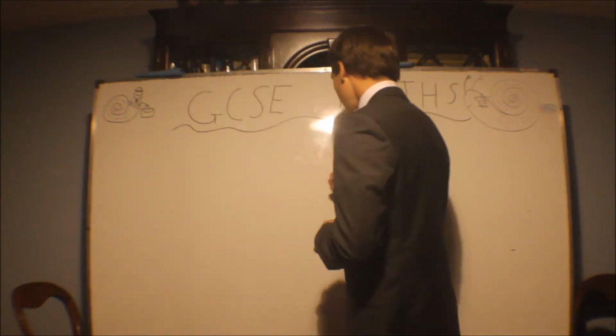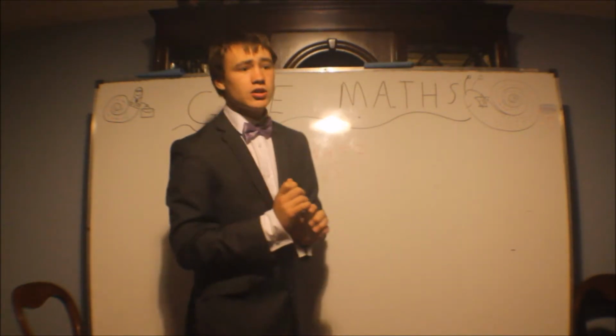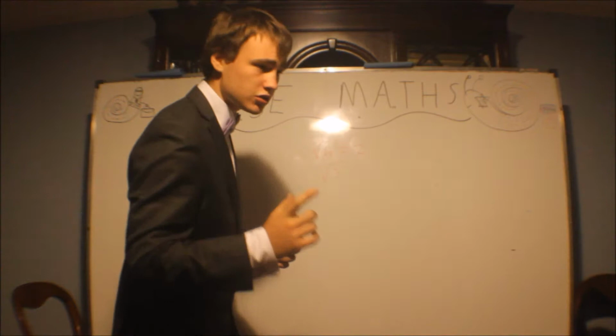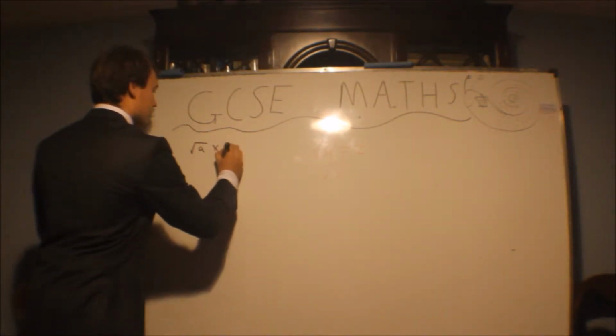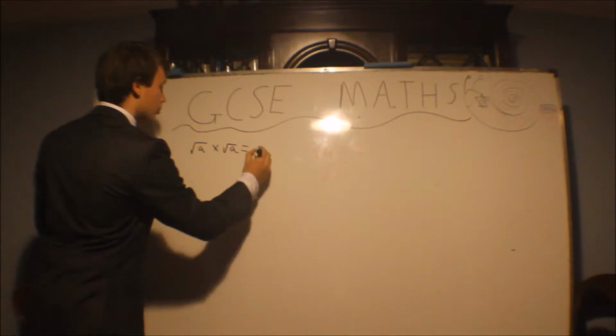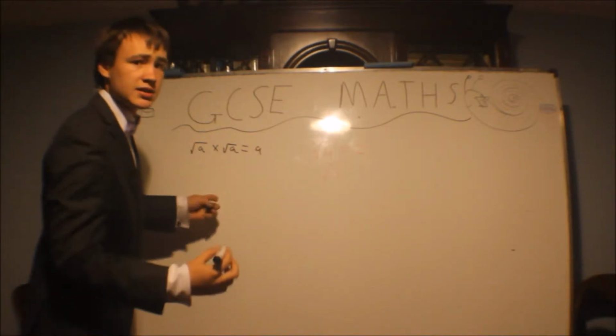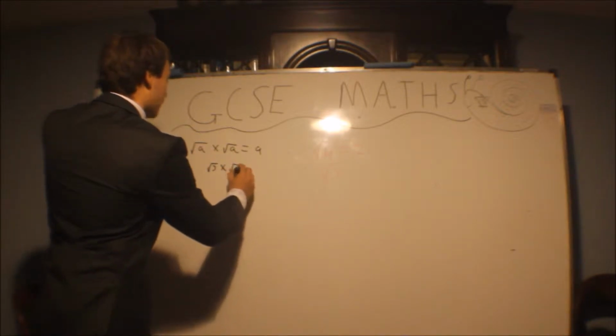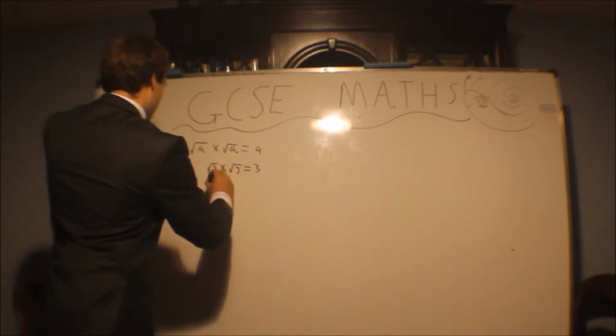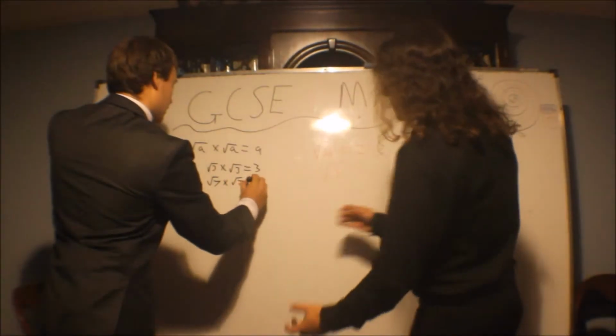So, we have these square roots. Now, you can do some jazzy things with these. You need to know some rules. If you have root A times root A, it equals A. But what does the A mean? It means it's the same number. So, root 3 times root 3 is 3. Root 7 times root 7 is 7.